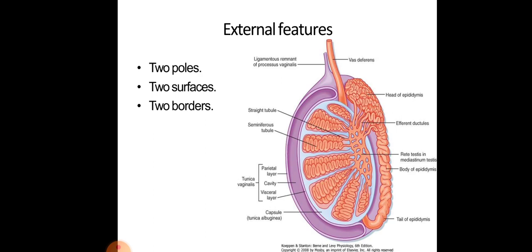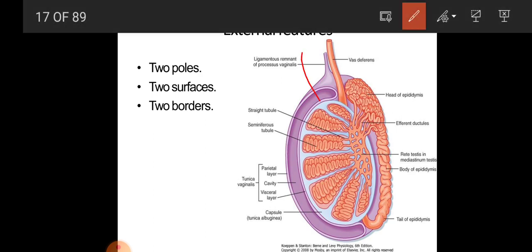Now the external features of the testis include two poles, the upper and the lower pole, two surfaces, medial and lateral surface, and two borders, anterior and posterior border.